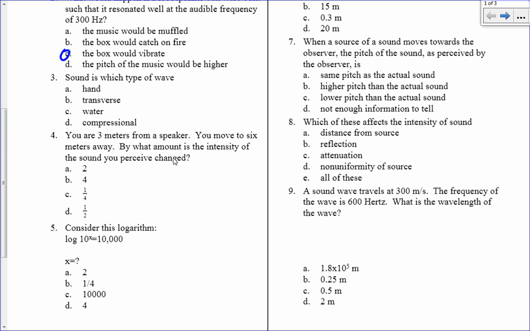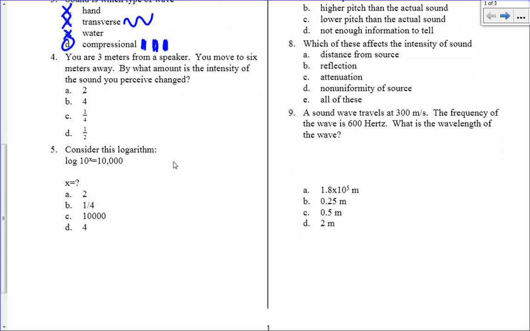Sound is what type of wave? Okay, it's not a hand wave or a water wave. It's not a transverse wave. Remember, that's a wave that looks like this. It's a compressional wave where you get high pressure followed by a low pressure followed by high pressure, low, high, low. It's like compressing a spring. You get these high and low pressures.